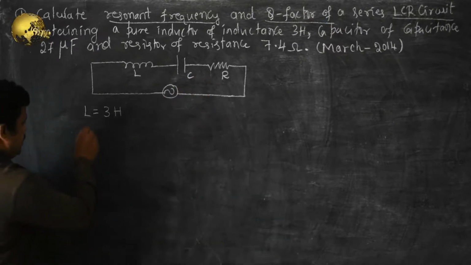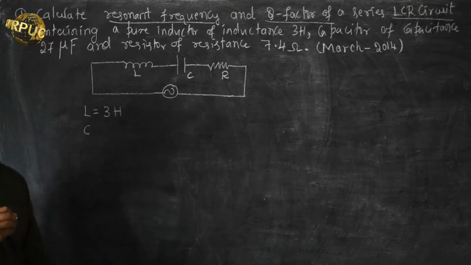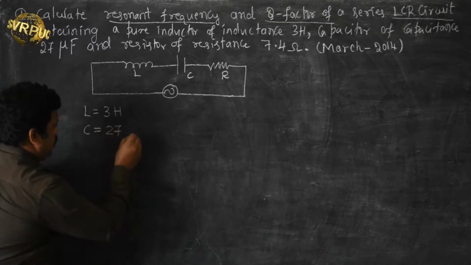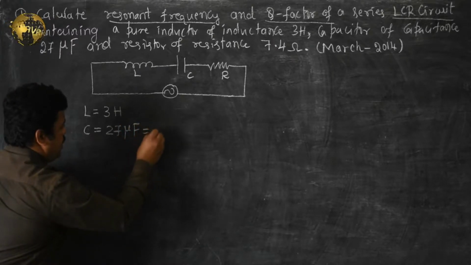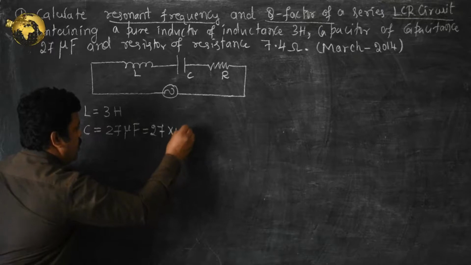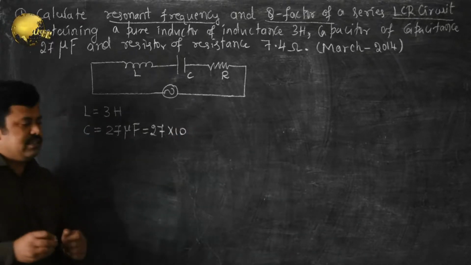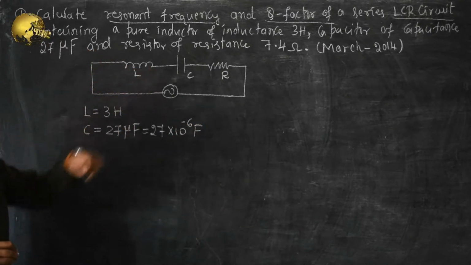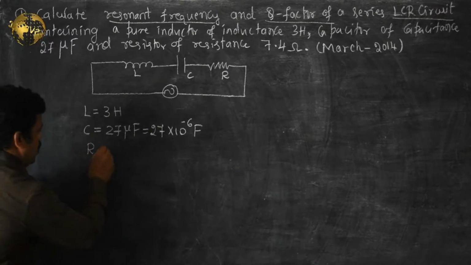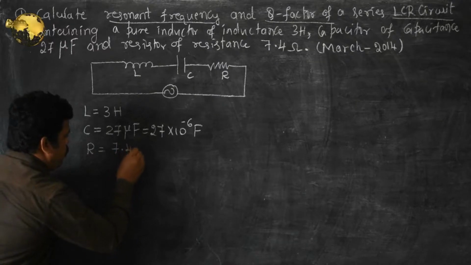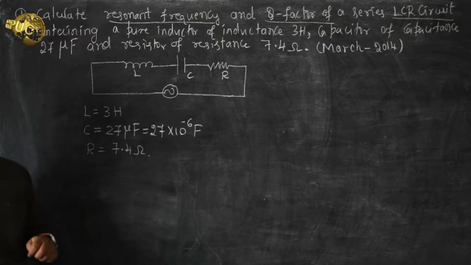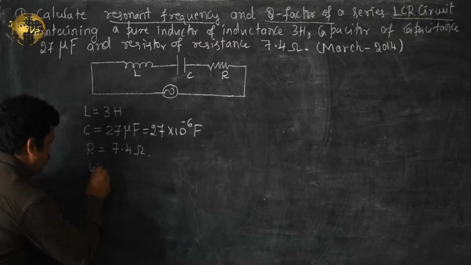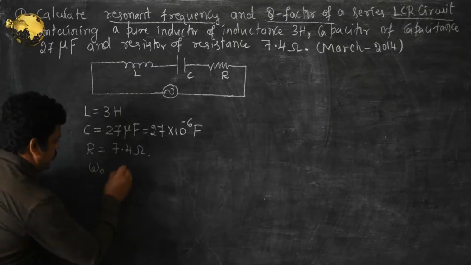Capacitor of capacitance C is equal to 27 microfarad. Microfarad I write as 27 into 10 to the power minus 6 farad, and a resistor of resistance R is equal to 7.4 ohm. This is the data given, and we are asked to calculate the resonant frequency, represented by omega naught, or you can also write it as f naught.